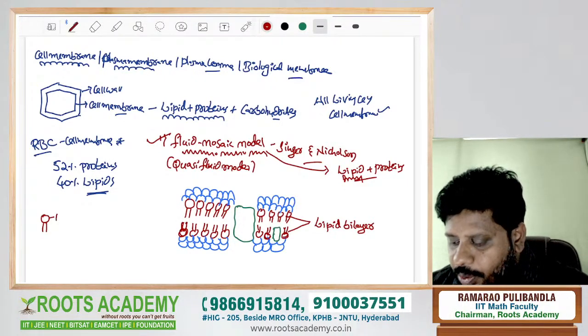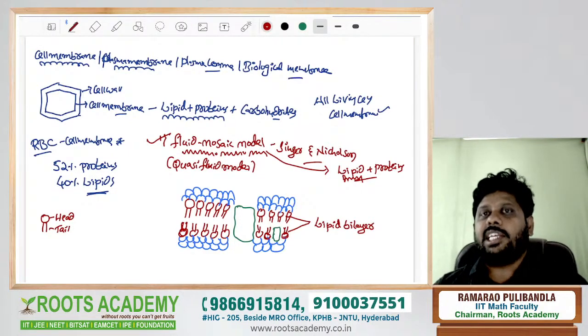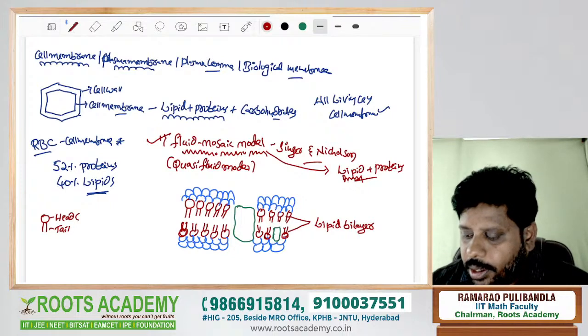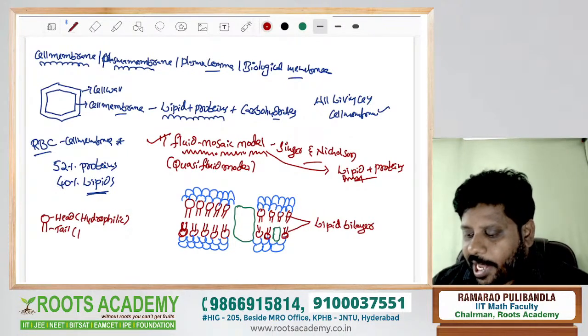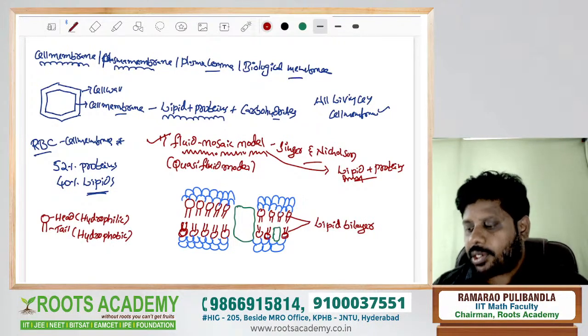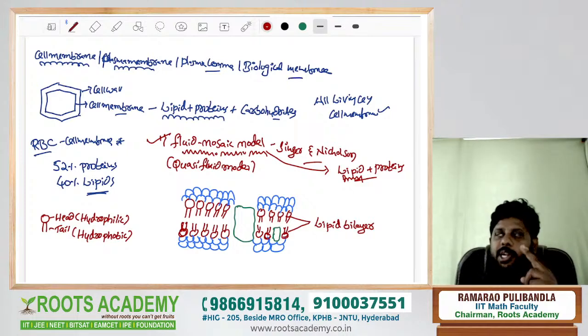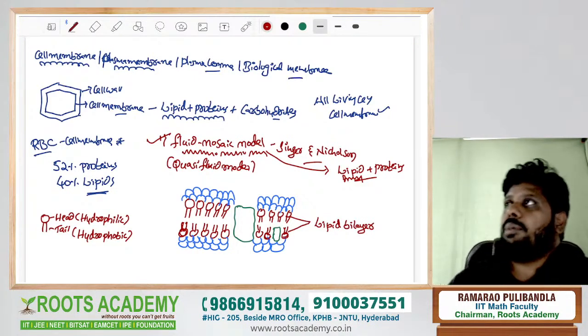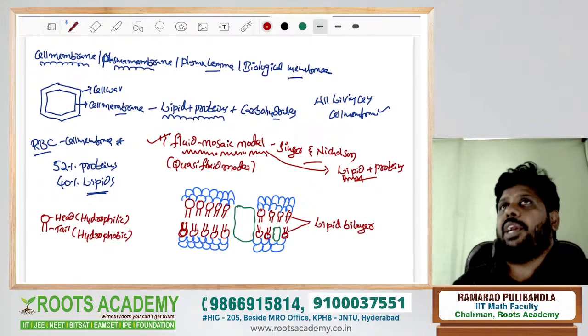In every lipid, two parts are present: head and tail. The head is capable of absorbing water, that's why the head is hydrophilic in nature. Philic means love, hydro means water. But the tail rejects water, that's why it is hydrophobic in nature. In every lipid, two parts are present, head and tail. The head absorbs water, that's why it is hydrophilic, but the tail rejects water, that's why it is hydrophobic in nature.